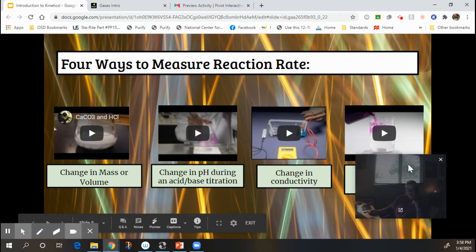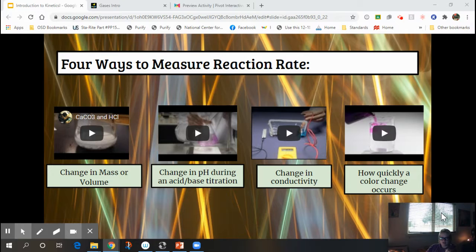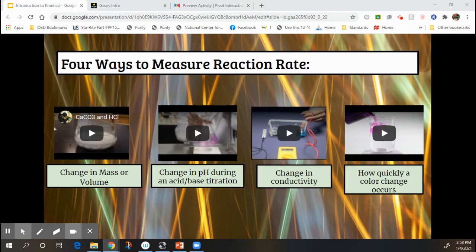So what I've got for you here is 4 videos that are going to show you the 4 different ways that we can measure reaction rate. We can measure reaction rate either by measuring the change in mass or volume that occurs during a chemical reaction. We can change the pH in an acid-base titration, and by finding that change in pH, we can actually measure how long it takes and therefore the reaction rate.